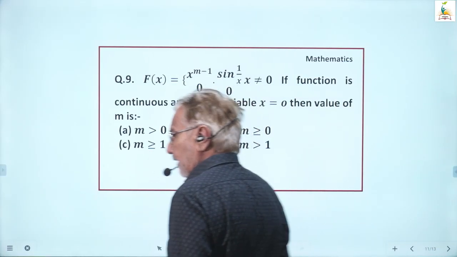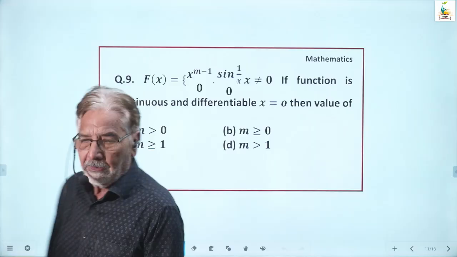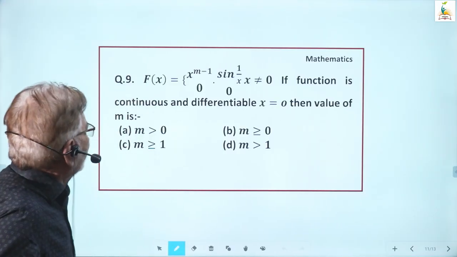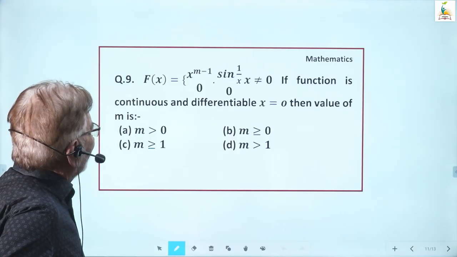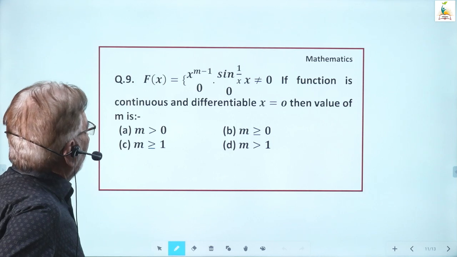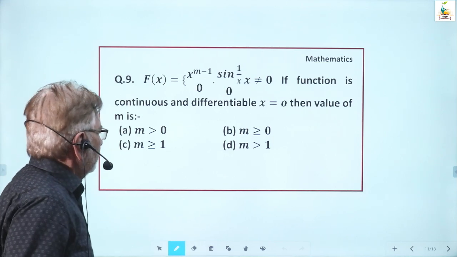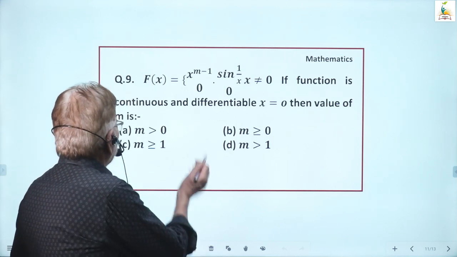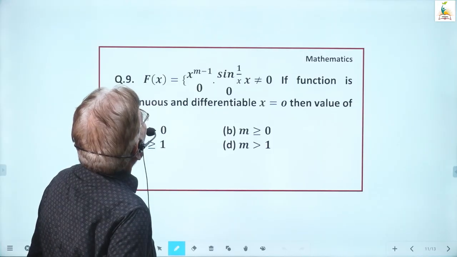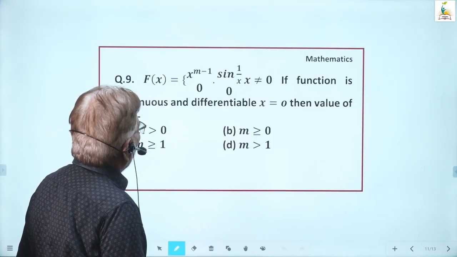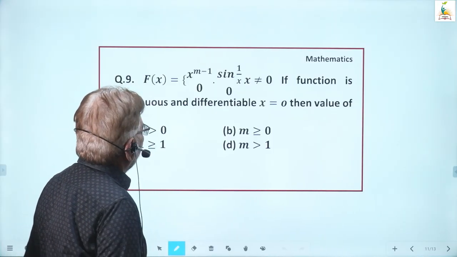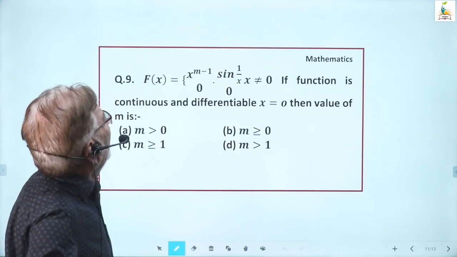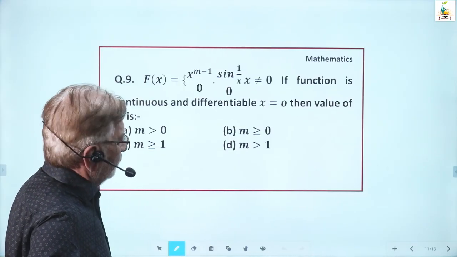This is a very important question. It says that f(x) equal to x raised to m minus 1 times sin 1 upon x. So, what is the value of m if the function is continuous and differentiable at x equal to 0?